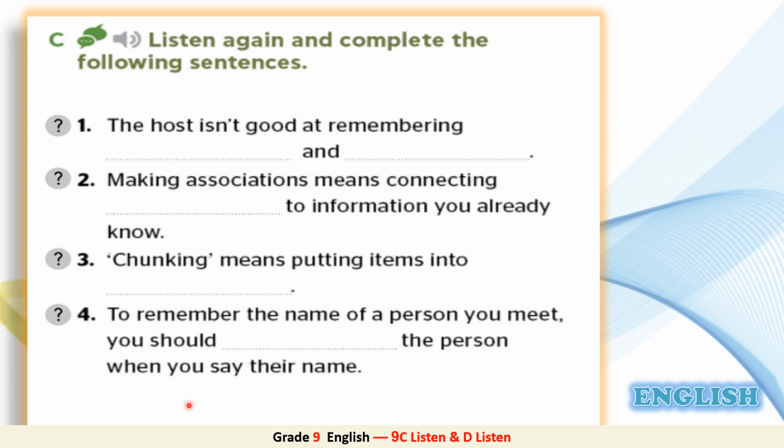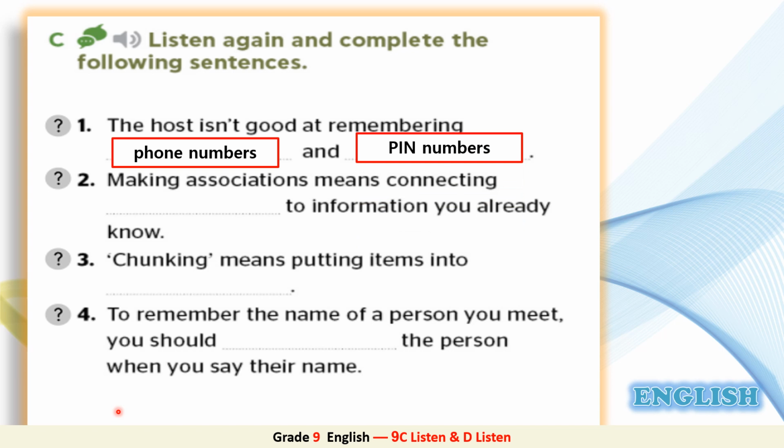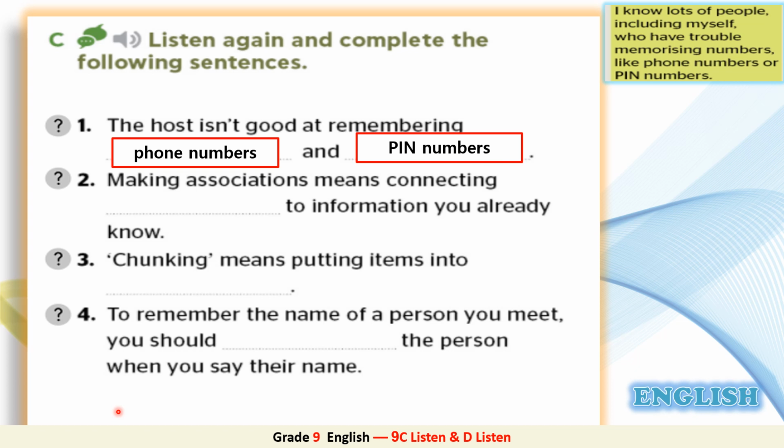Okay, now let's do the first one. The host isn't good at remembering what and what. What do you think? Excellent. He is not good at remembering phone numbers and pen numbers. Now, how do you know that? Which sentence refers to this? Excellent. This is the sentence that refers to these answers.